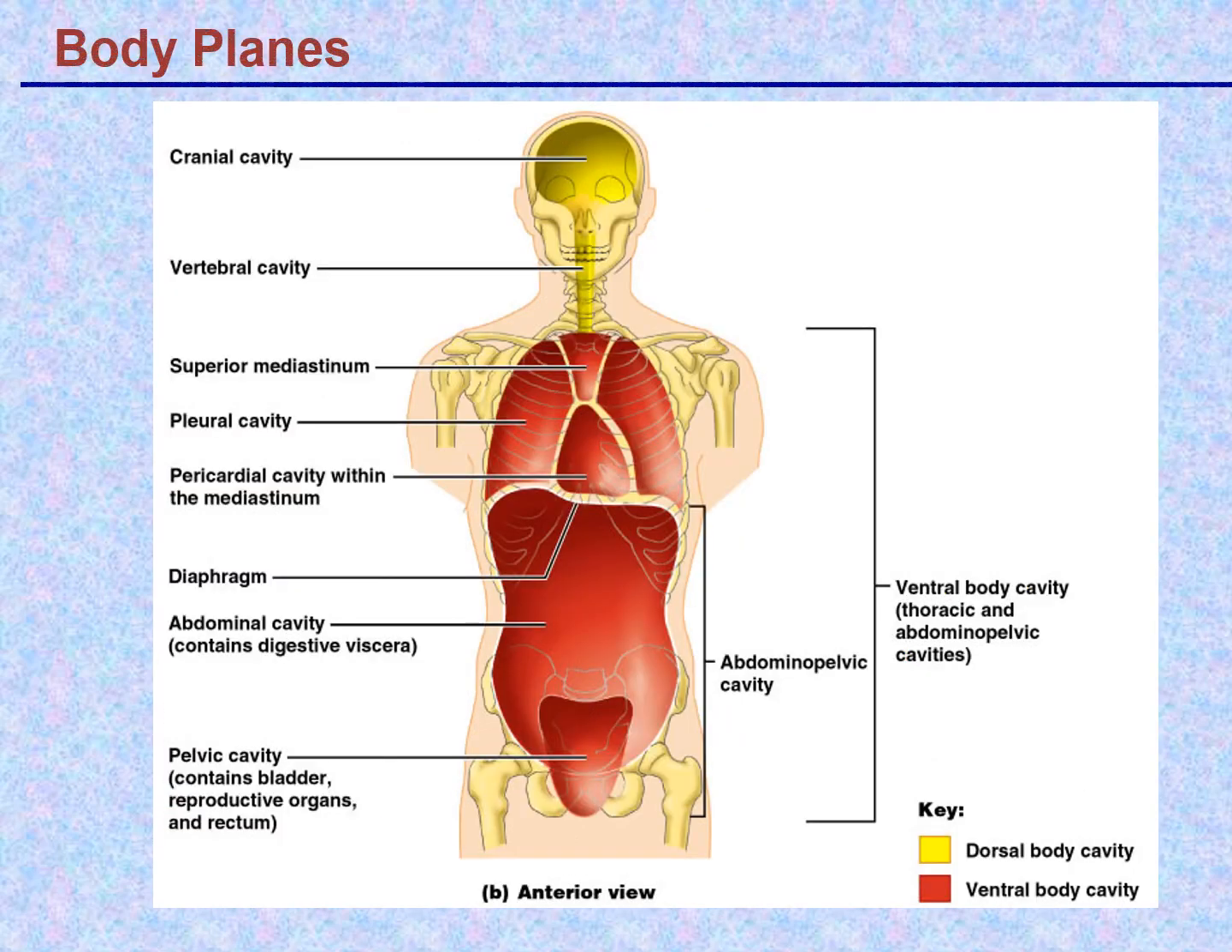Here's a frontal view, and things do get a little more complicated. Here again you see the diaphragm separating the thoracic cavity from the abdominal pelvic cavity. There is the diaphragm, there's the abdominal cavity, there's the pelvic cavity. The thoracic cavity is further subdivided into four major parts. There are left and right pleural cavities. So that's the left, and there's the right.